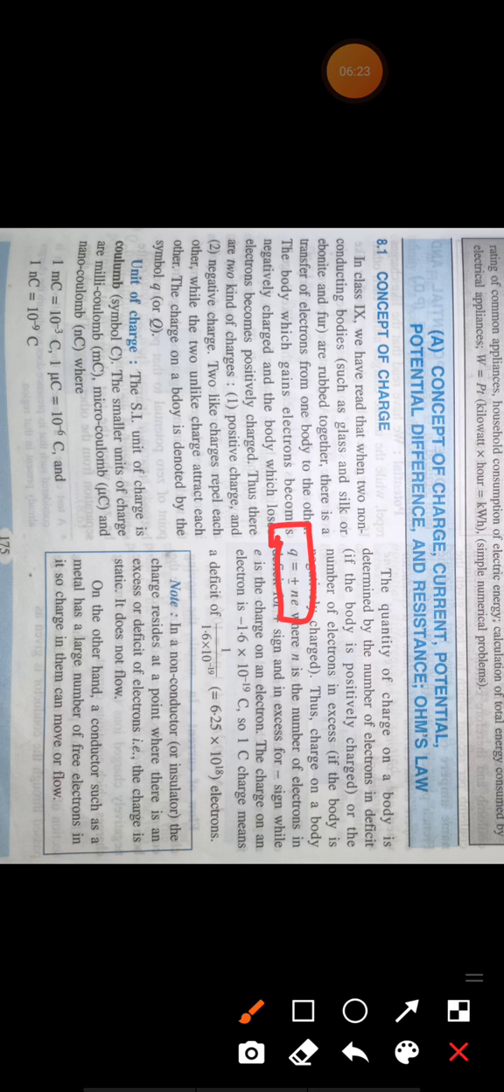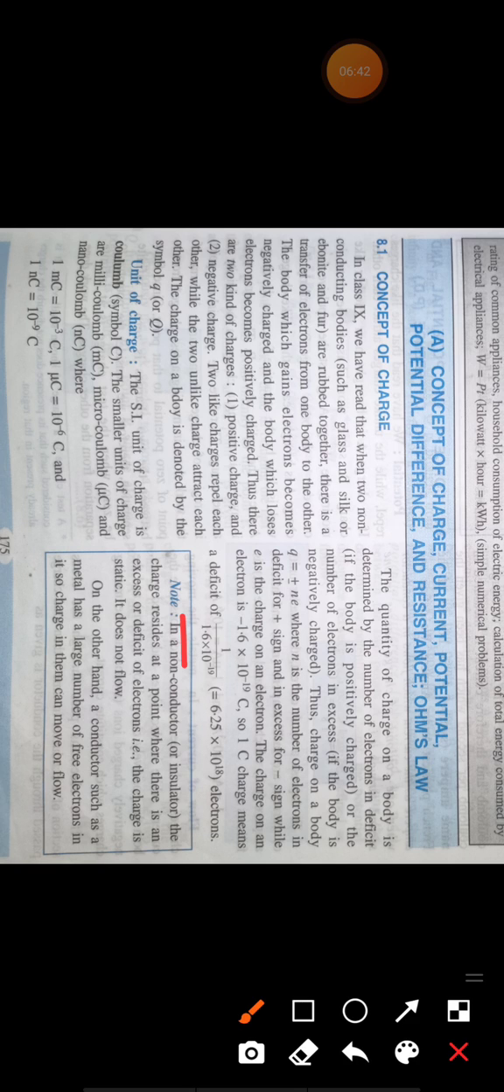That means you cannot give any amount of charge. You can give only certain amounts of charge, and that charge must always be an integral multiple of the charge of an electron. And 1 coulomb is 6.25 into 10 to the power 18 electrons, because the charge of 1 electron is 6.25 into 10 to the power minus 18 coulomb.